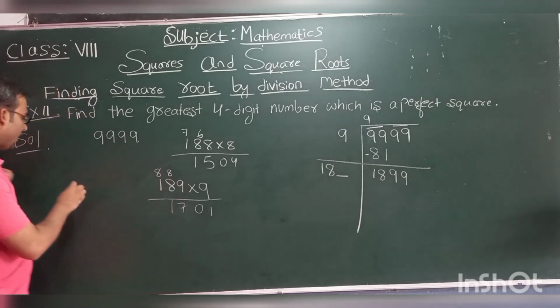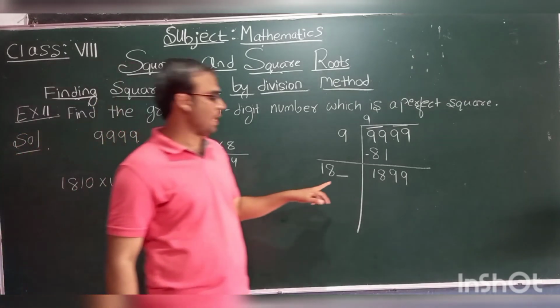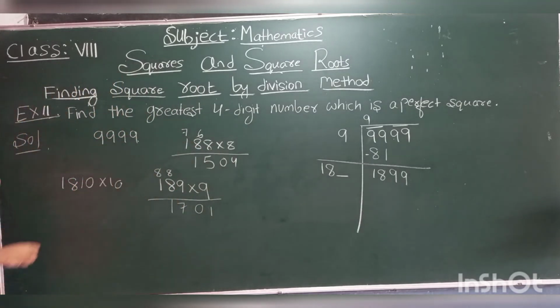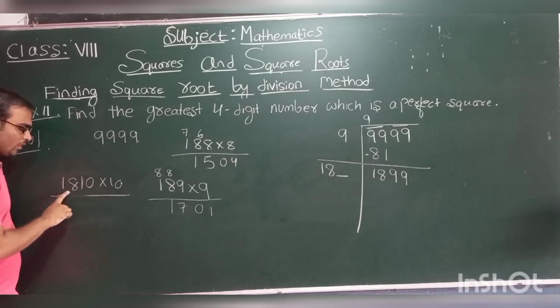We should not take it like this, that is 10. We should not fill this blank with 10. So let us check what happens if we fill that blank with 10. If you fill this blank with 10, here also we need to write 10. 1810 into 10 is what?